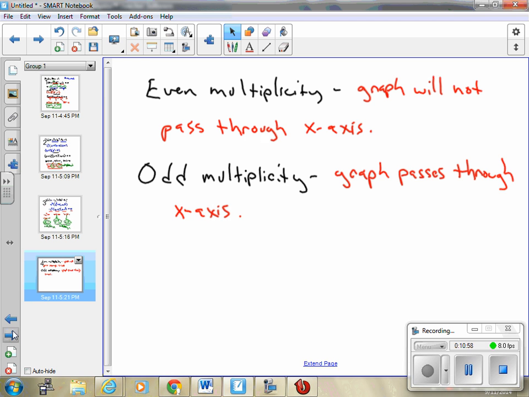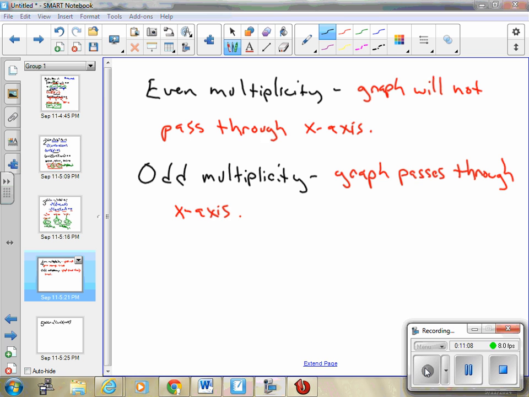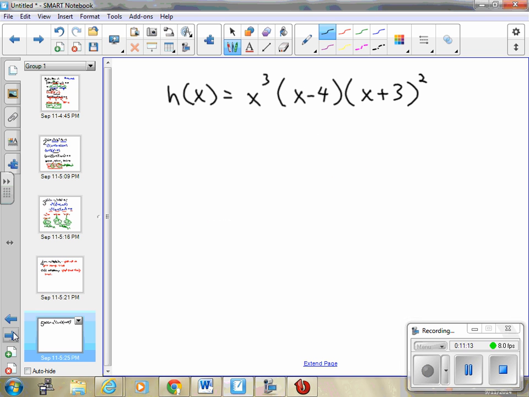So to demonstrate this, I'm going to create an equation that's already factored, and we're going to see that that equation has a bunch of different even and odd multiplicities. We'll graph it and we'll see that we get the behavior that we're saying we're going to get. So the graph I want to look at to demonstrate that is going to be this guy here. We have h of x is equal to x cubed times x minus 4 times x plus 3 squared. So it's already factored to save us the time of having to get it into this form.